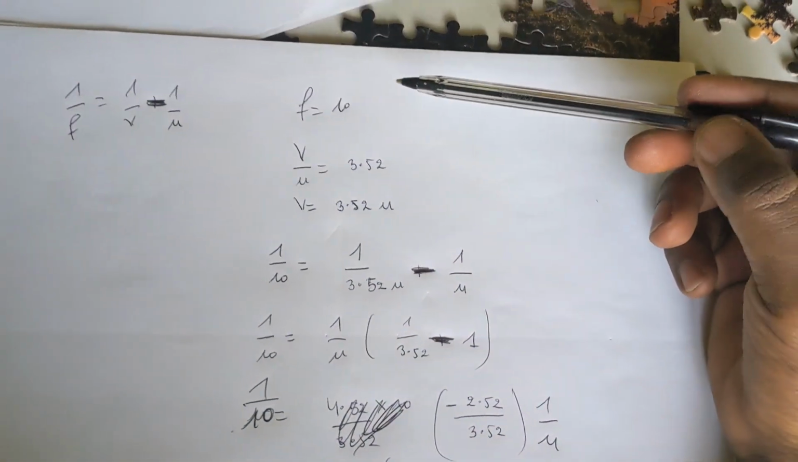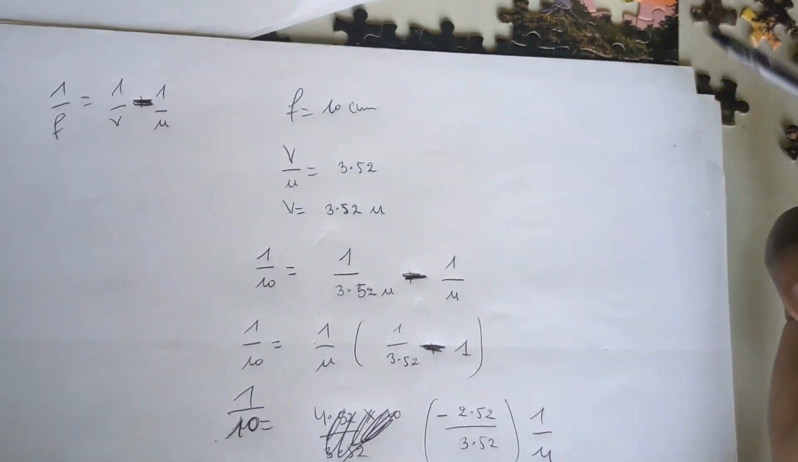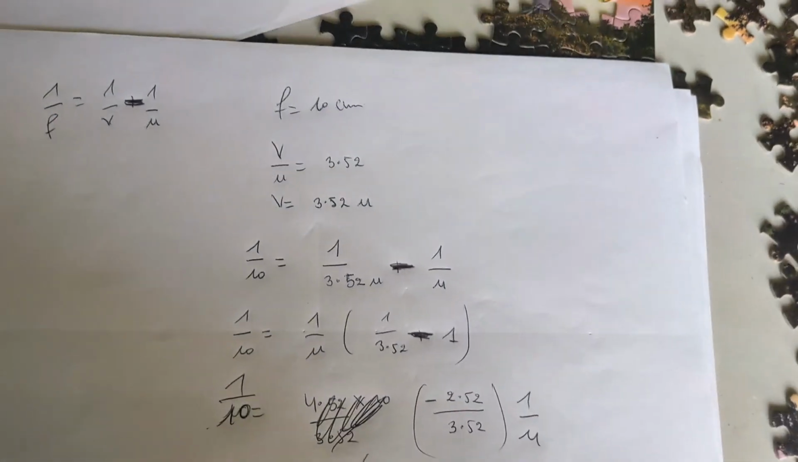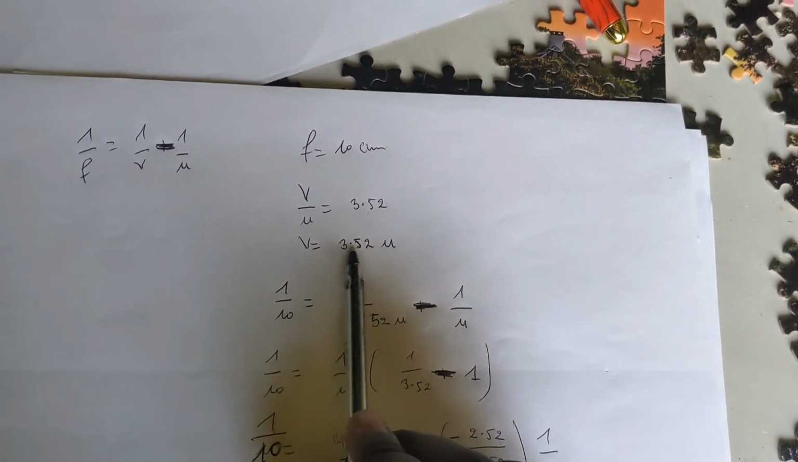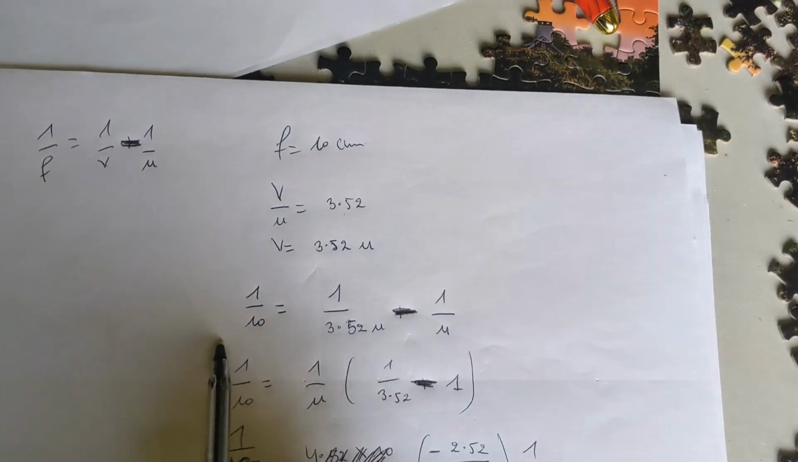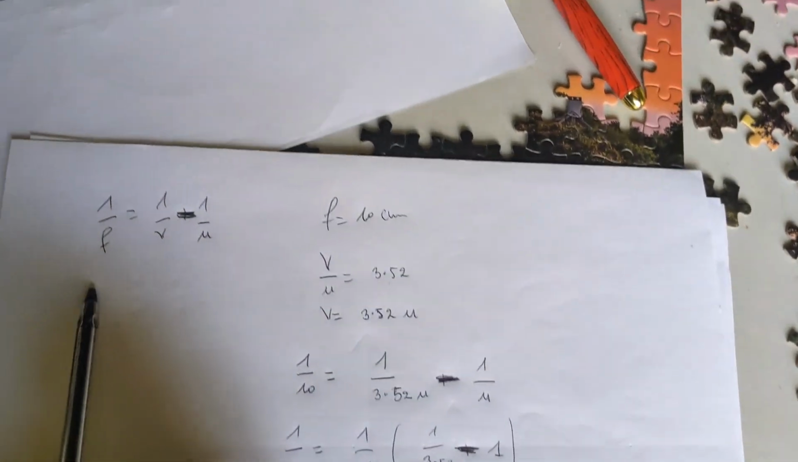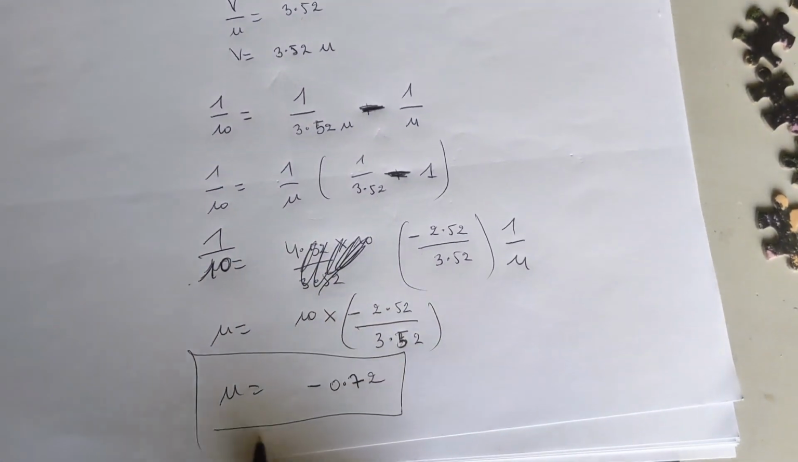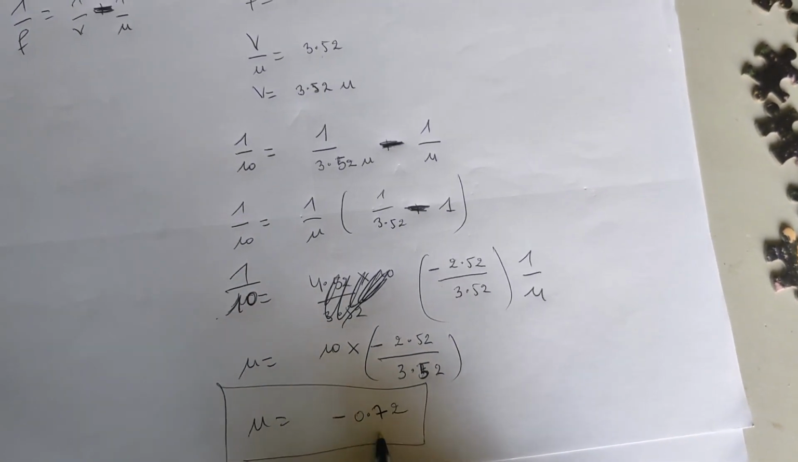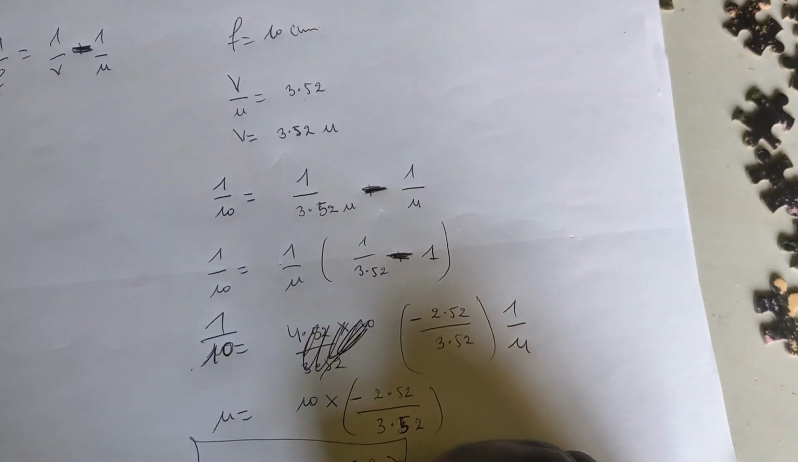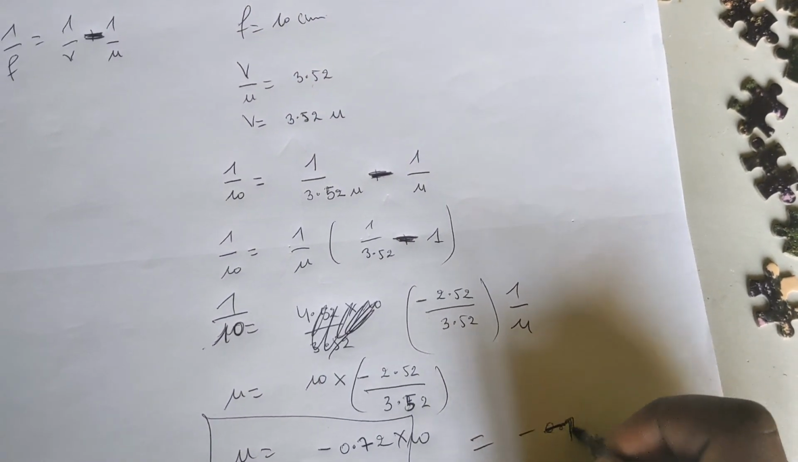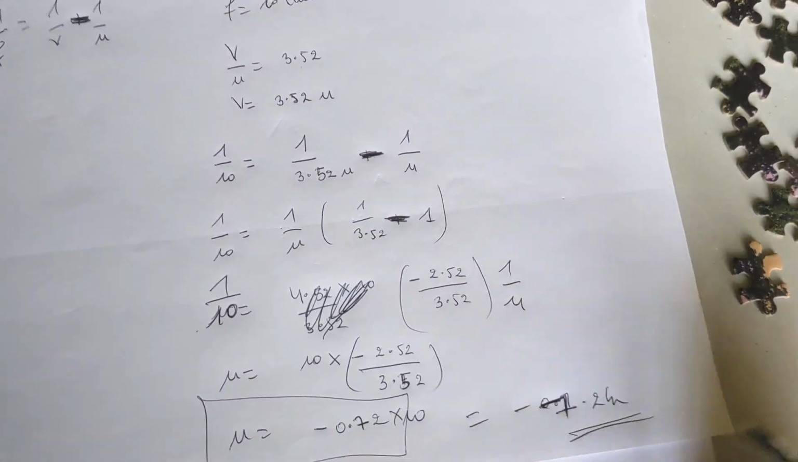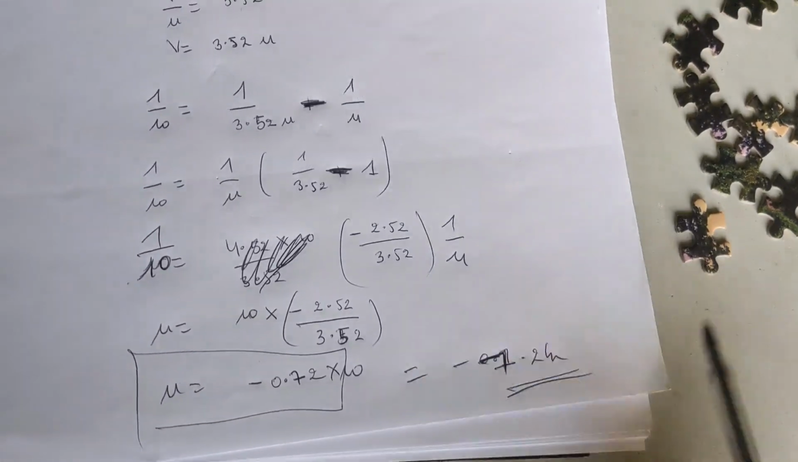The focal length was around 10 centimeters. And you know the magnification is v over u, and you need it to be 3.52. So we can express v in terms of u and then plug it into our formula, and we know f, we know also v in terms of u, then we can find u, and we computed u to be 7.2 centimeters from the lens.